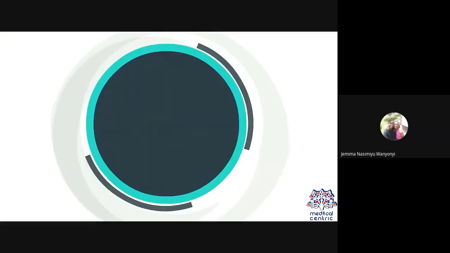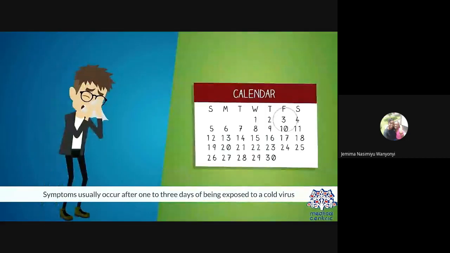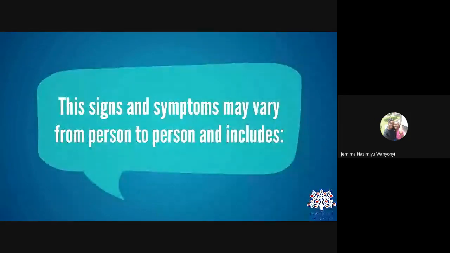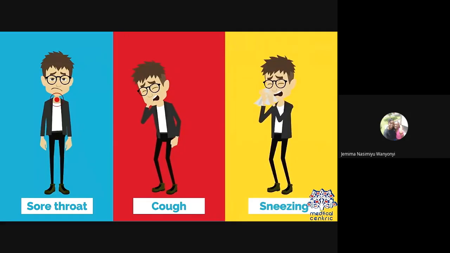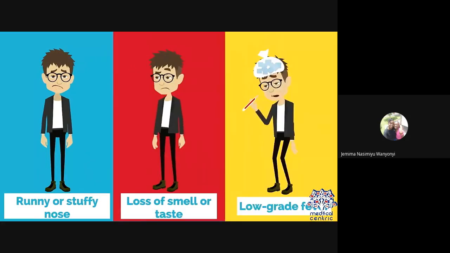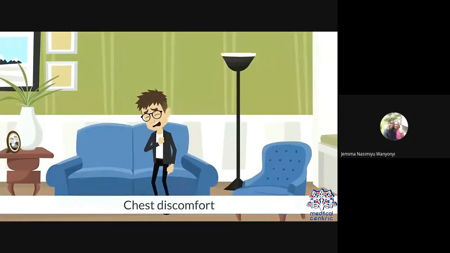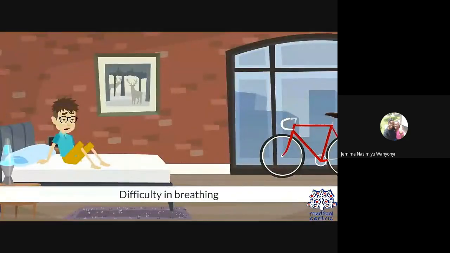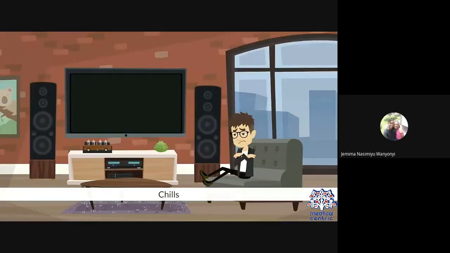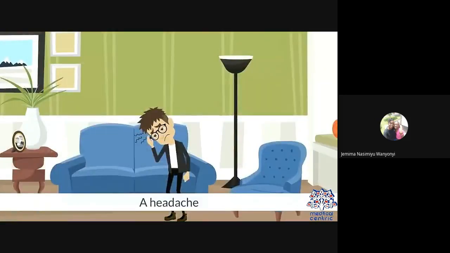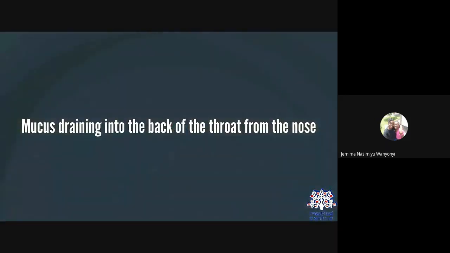Symptoms. Symptoms usually occur after 1 to 3 days of being exposed to a cold virus. These signs and symptoms may vary from person to person and include sore throat, cough, sneezing, runny or stuffy nose, loss of smell or taste, low-grade fever, chest discomfort, difficulty breathing, fatigue or tiredness, body aches, chills, a headache, mucus draining into the back of the throat from the nose, and hoarse voice.